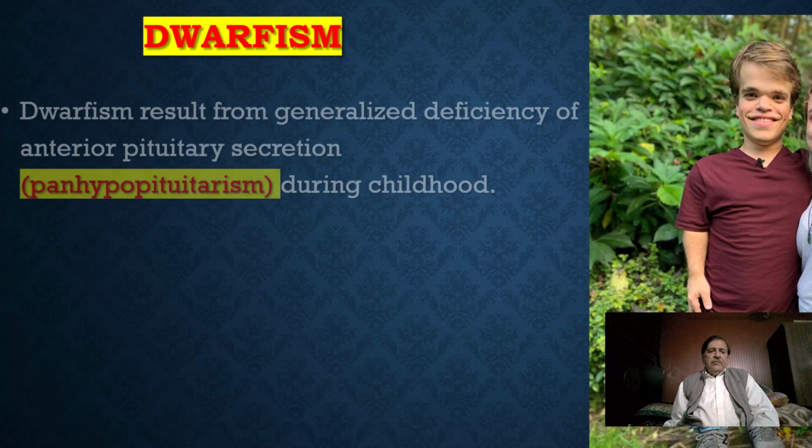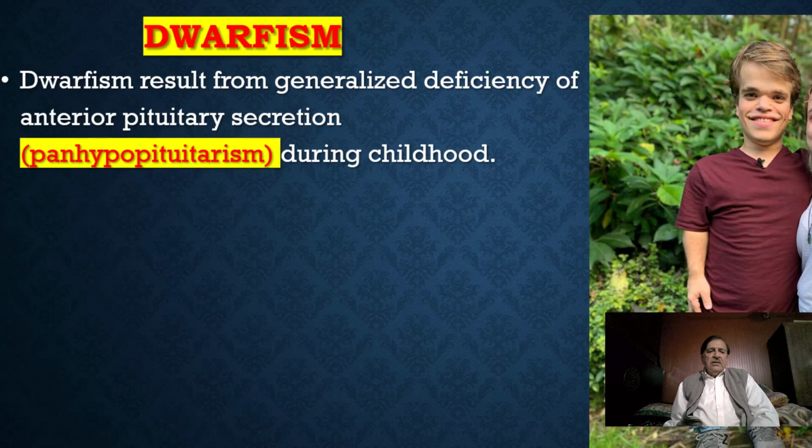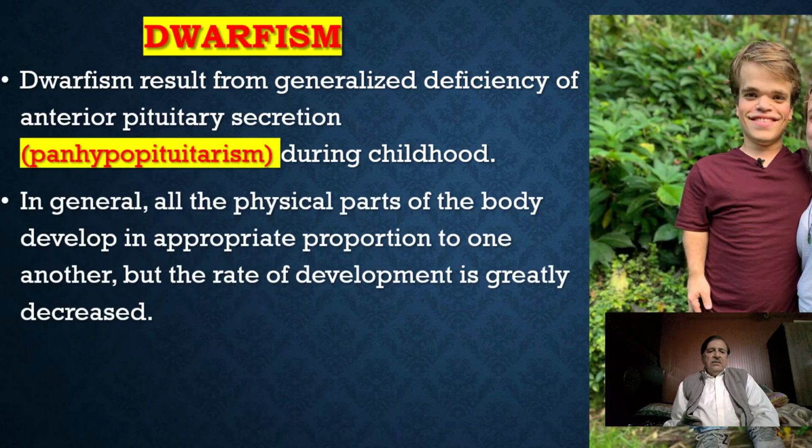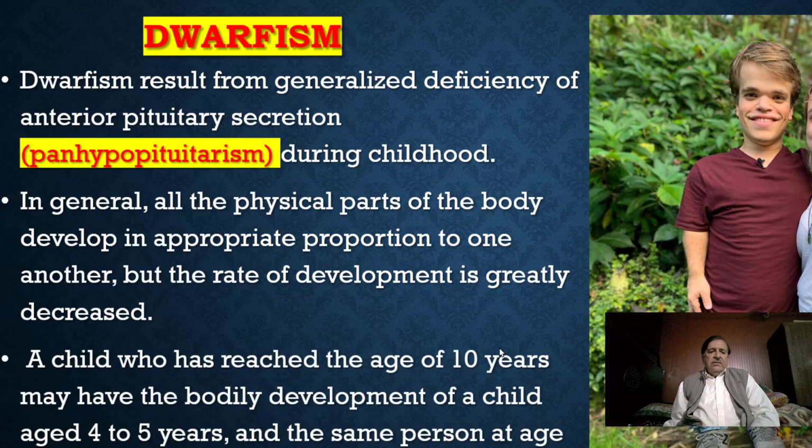Dwarfism. Dwarfism results from generalized deficiency of anterior pituitary secretion, panhypopituitarism, during childhood. In general, all the physical parts of the body develop in appropriate proportion to one another, but the rate of development is generally decreased. A child who has reached the age of 10 years may have the bodily development of a child aged 4 to 5 years, and the same person at age 20 may have the bodily development of a child aged 7 to 10 years.